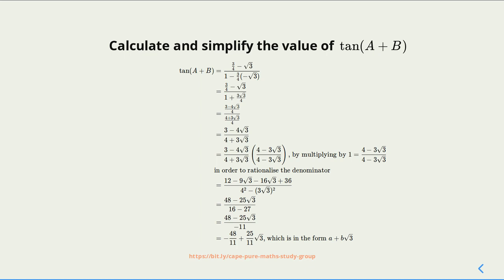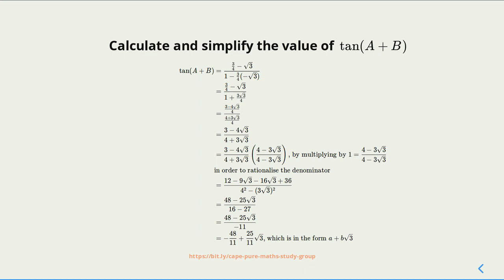There's an irrational number in the denominator, so we'd like to get rid of it. We do that by rationalizing the denominator, that is, turning the denominator into a rational number. Notice if we multiply 4 plus 3 root 3 times 4 minus 3 root 3, we would get a rational number. So we strategically multiply the entire fraction by 1, where we put 1 equal to 4 minus 3 root 3 over 4 minus 3 root 3.